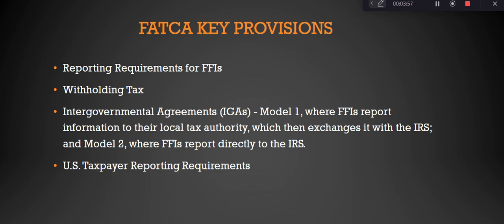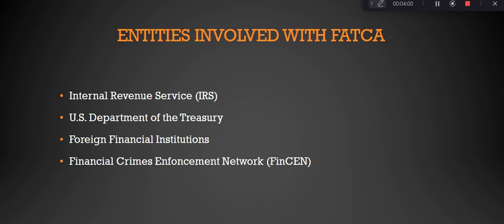So let's go ahead and see the next section. Which are the entities that are involved with FATCA? The IRS is involved, the Internal Revenue Service, which oversees everything. Then there is the US Department of Treasury. Then we have foreign financial institutions. These are the actual parties that gather information and report. Then we have FinCEN, the Financial Crimes Enforcement Network. They use the FATCA information to combat money laundering activities and tax evasion.